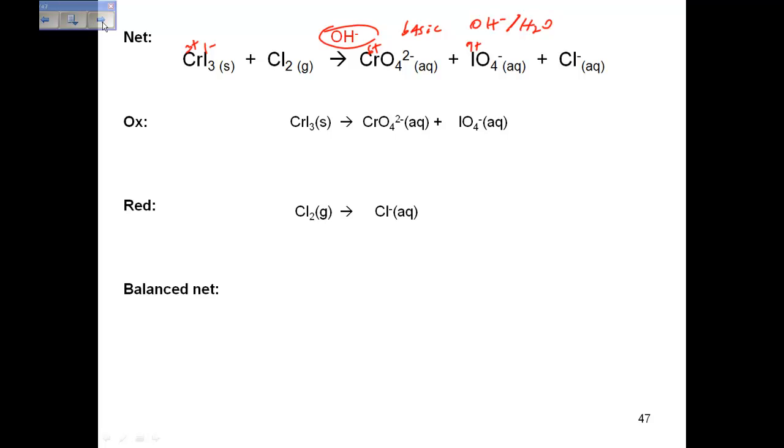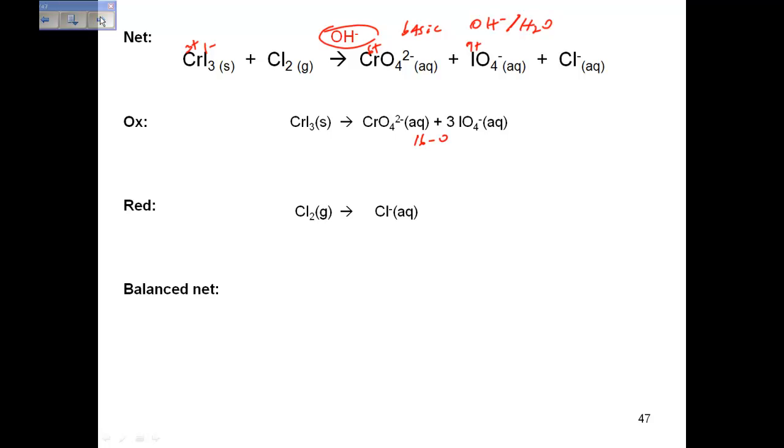The next thing that we need to do is to balance our atoms. So let's do that. Let's handle the oxidation first. I have 1 chromium on both sides, not a problem. I have 3 I's on my reactant side and 1 I on my product side, so I need to fix that by putting a 3 in front of my periodate. And then let's check the oxygens. You see I got 3 4s, that's 12 oxygens, and another 4 from the chromate. That gives me 16 oxygens.